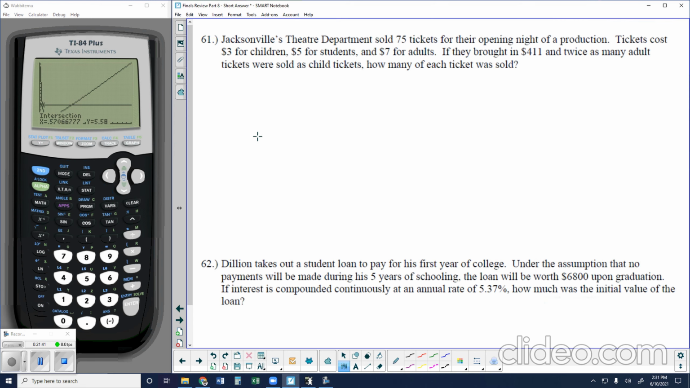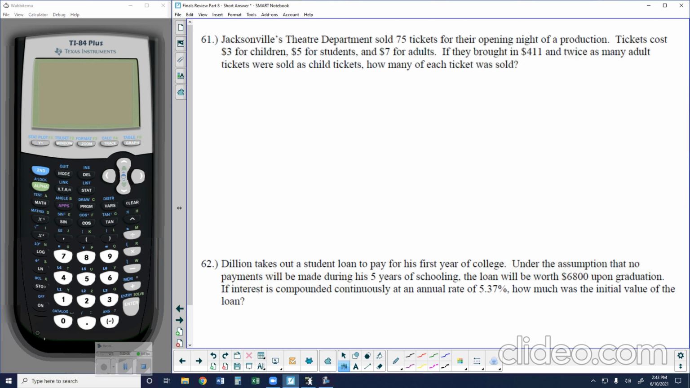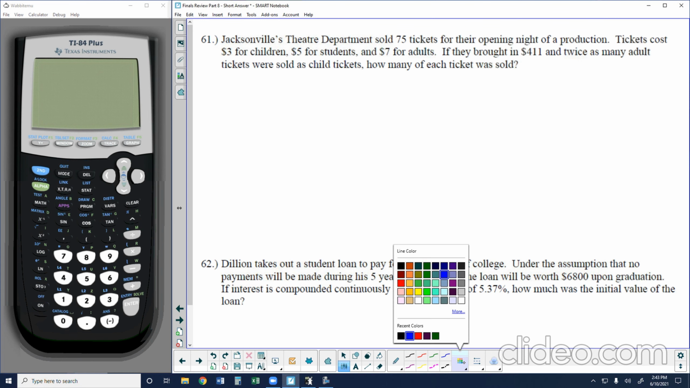Problem 61. It says Jacksonville's theater department sold 75 tickets for their opening night of a production. Tickets cost $3 for children, $5 for students, and $7 for adults. If they brought in $411 and twice as many adult tickets were sold as children tickets, how many of each ticket was sold? What we are going to have here is a 3-variable system of equations. So we're eventually going to need 3 equations. Let's start by identifying variables.